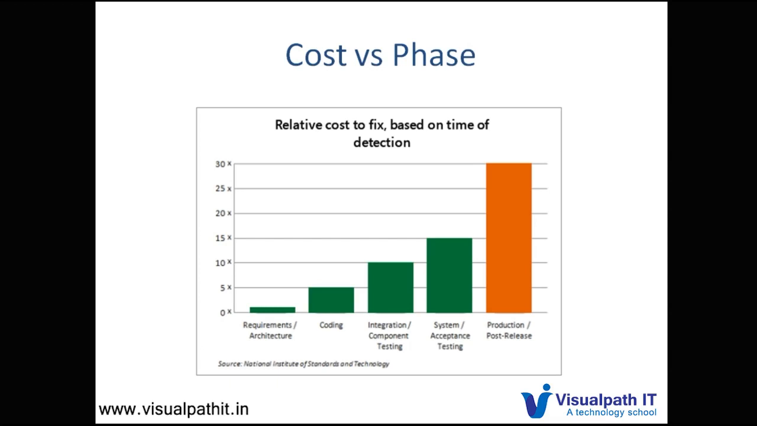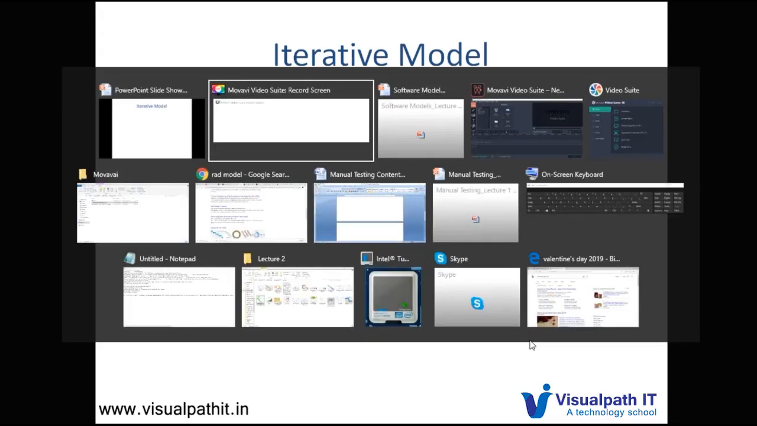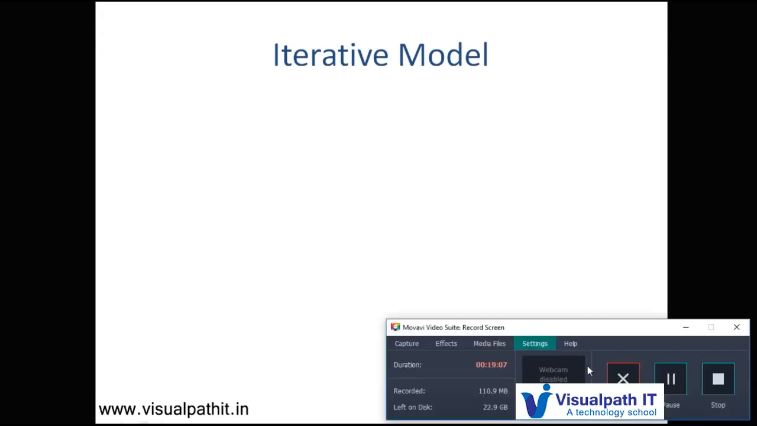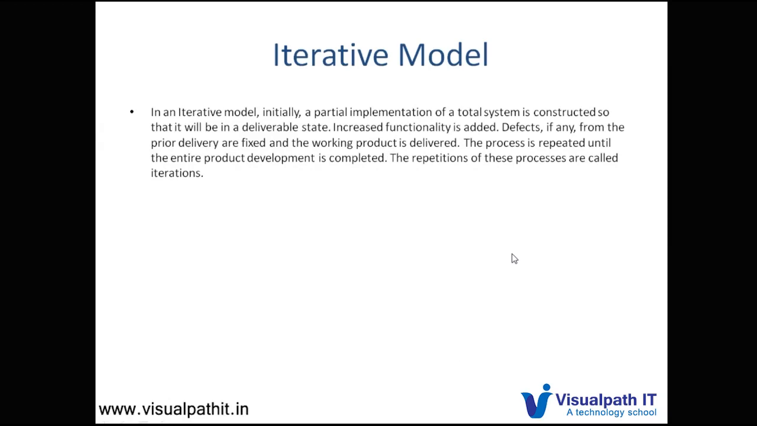So because of all these drawbacks of the V model and waterfall model, we have a new model, which is the iterative model. So what is the iterative model?